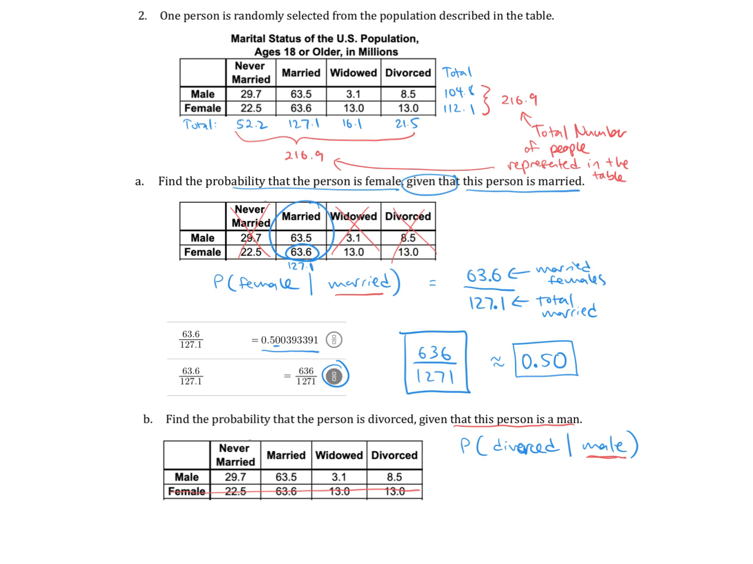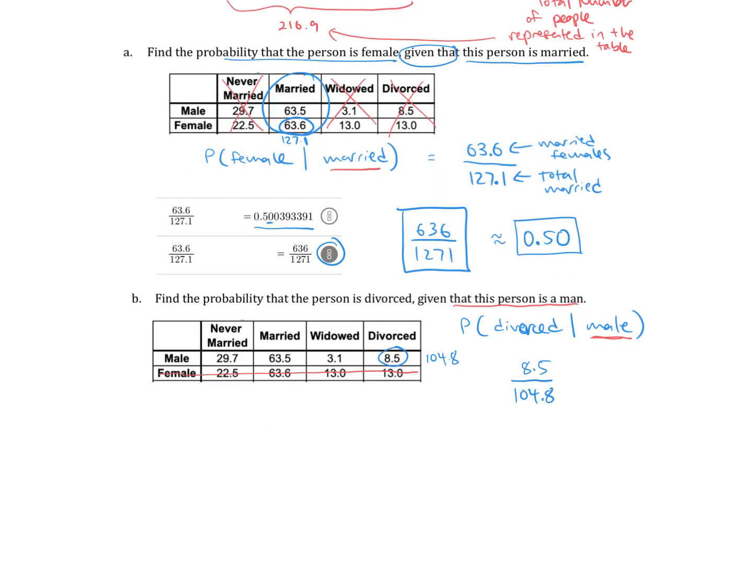And up above, we totaled up the male row and found that there were 104.8 million males represented in this table. So that is going to be the bottom of the fraction. And then on the top it's going to be the people who are both divorced and male. So our divorced males is 8.5 million, which is equal to 85 over 1048. That is a reduced fraction. Or as a decimal, it's approximately equal to 0.08.